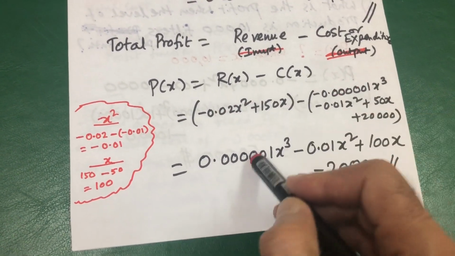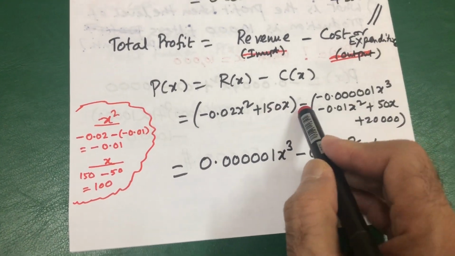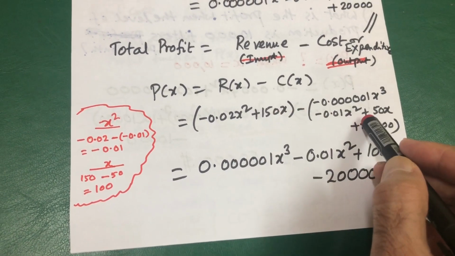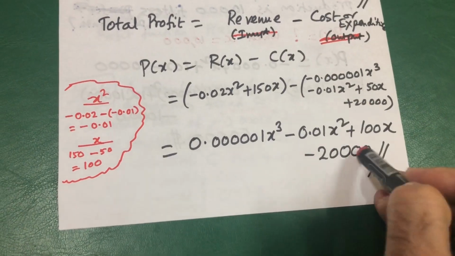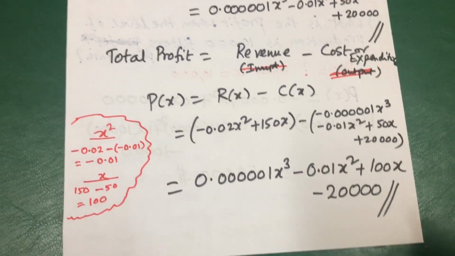Nowhere else here. So you write that first, and the x square terms together you write then. 150 minus 50x will give you 100x. Minus multiplied by plus is minus 20,000. Be careful in this simple algebra. We will go to the next problem.